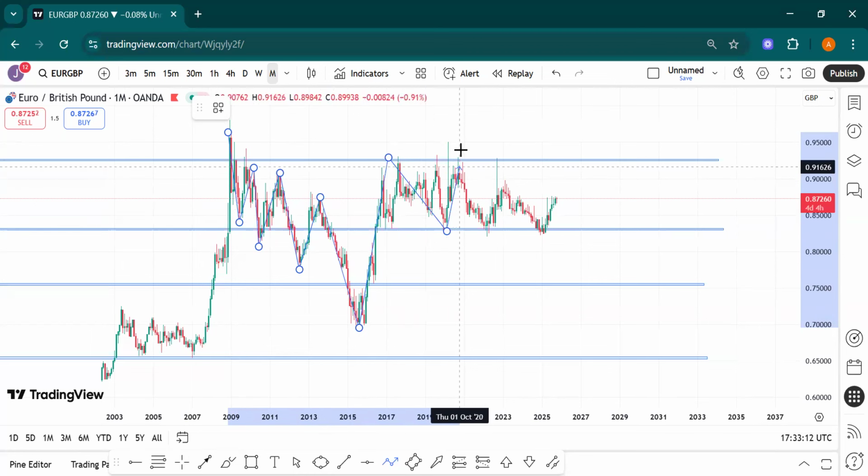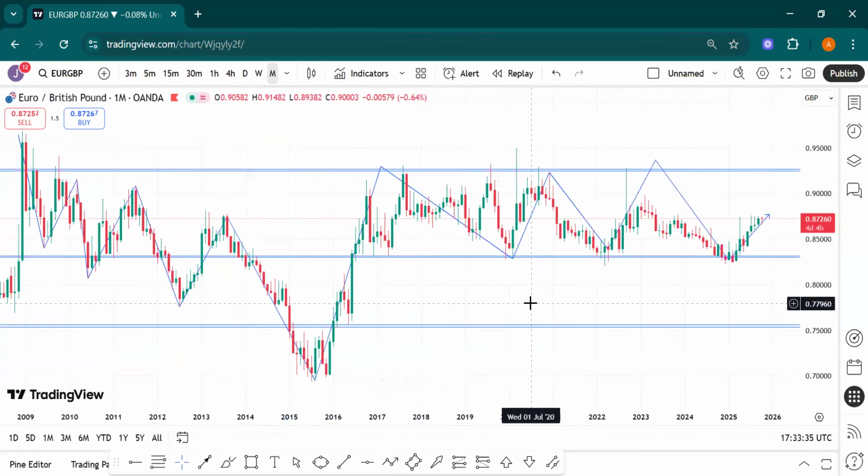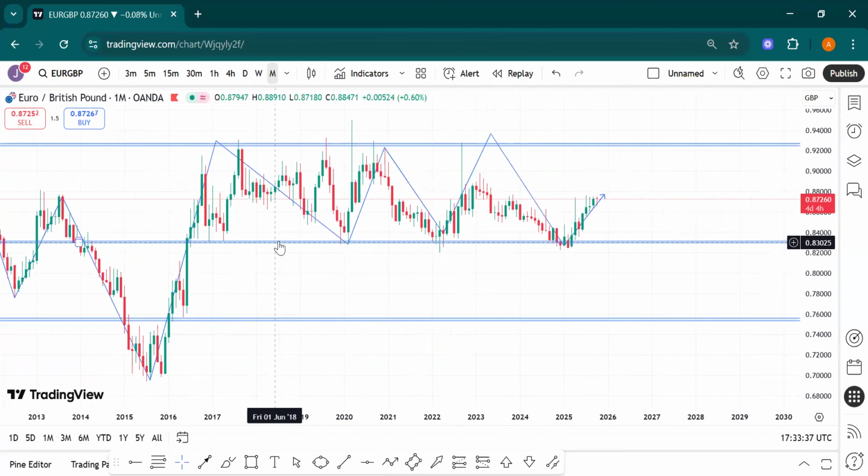So most recently, we can say that the Euro GBP has been ranging. And how has it been ranging? It has simply been moving between a support and resistance zone. So the market is currently here, and the range that we have started from this place. If I zoom in, the market has been moving between this support level and this resistance level.